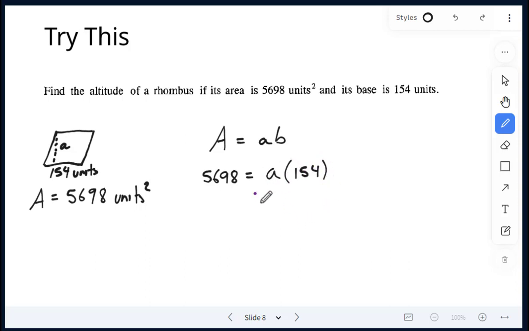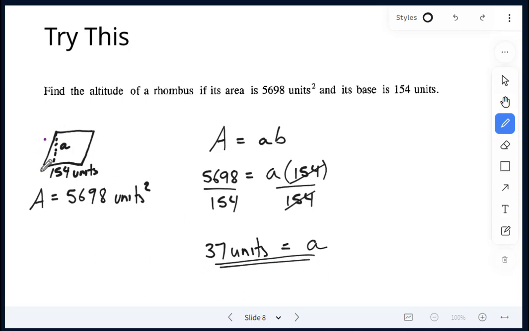So all we have to do to figure out A is we just have to divide by 154 on both sides. Okay, that'll leave me with my answer for A. So 5,698 divided by 154, and that gives me 37. Okay, so that is our altitude of that rhombus.